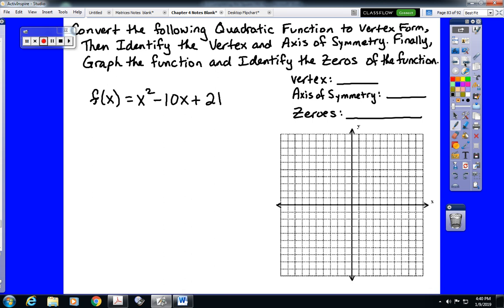So the problem reads, convert the following quadratic function to vertex form. That's step 1. Then identify the vertex and the axis of symmetry. That's going to involve h and k. And finally, graph the function and identify the zeros of the function.